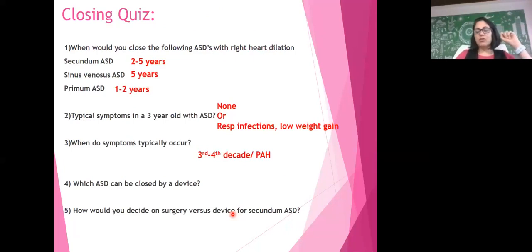Which ASD can be closed by device? Secundum ASD with good rims, right? How would you decide on surgery versus device for secundum ASD? So which ASD can be closed by device? Secundum. How do you decide that secundum can have surgery? What do you look at? You're going to look at the rims, right? You're going to look at the rims and make sure that you have enough and also that it's not too big for closure in pediatrics. So rims and size.